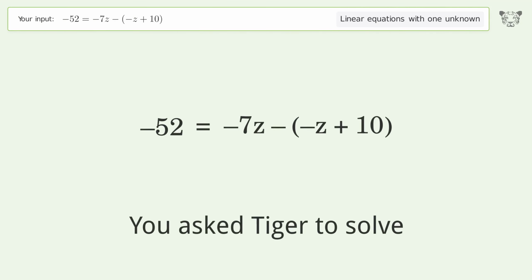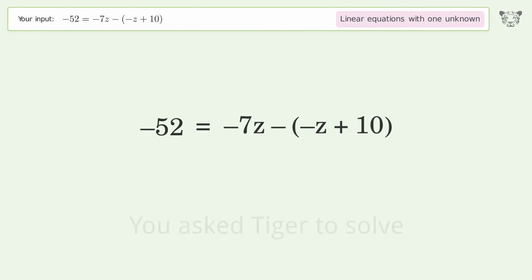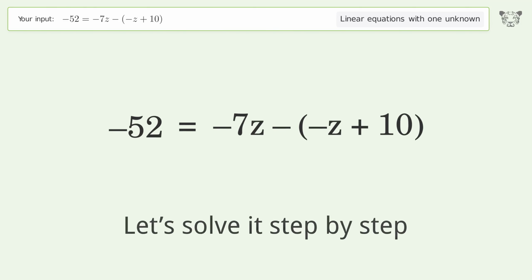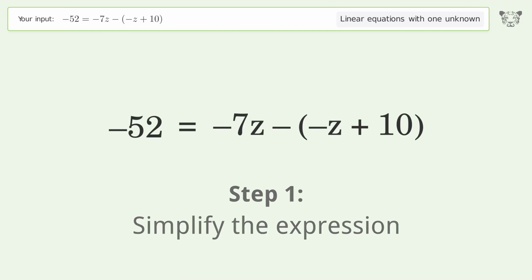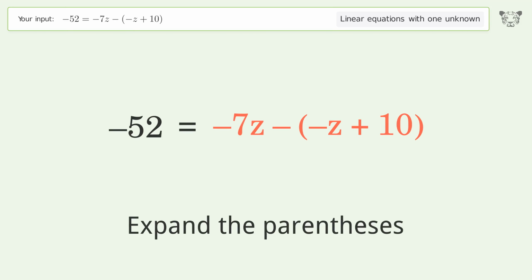You ask Tiger to solve. This deals with linear equations with one unknown. The final result is z equals 7. Let's solve it step by step. Simplify the expression. Expand the parentheses.